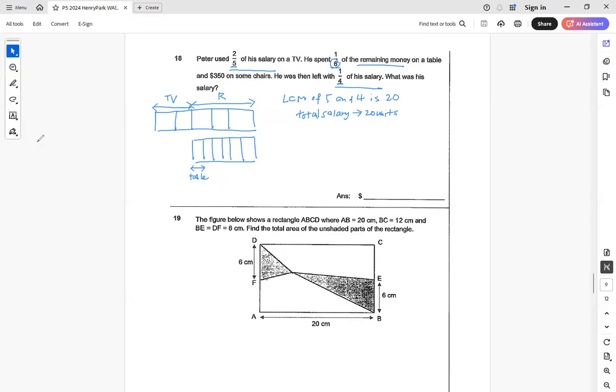So what I'm going to do with my 20, I have to make the total 20, right? So here, take note, my top model has 5 units. If I want to make the total 20, each one has to be 4 units. So let's label each one as 4 units.